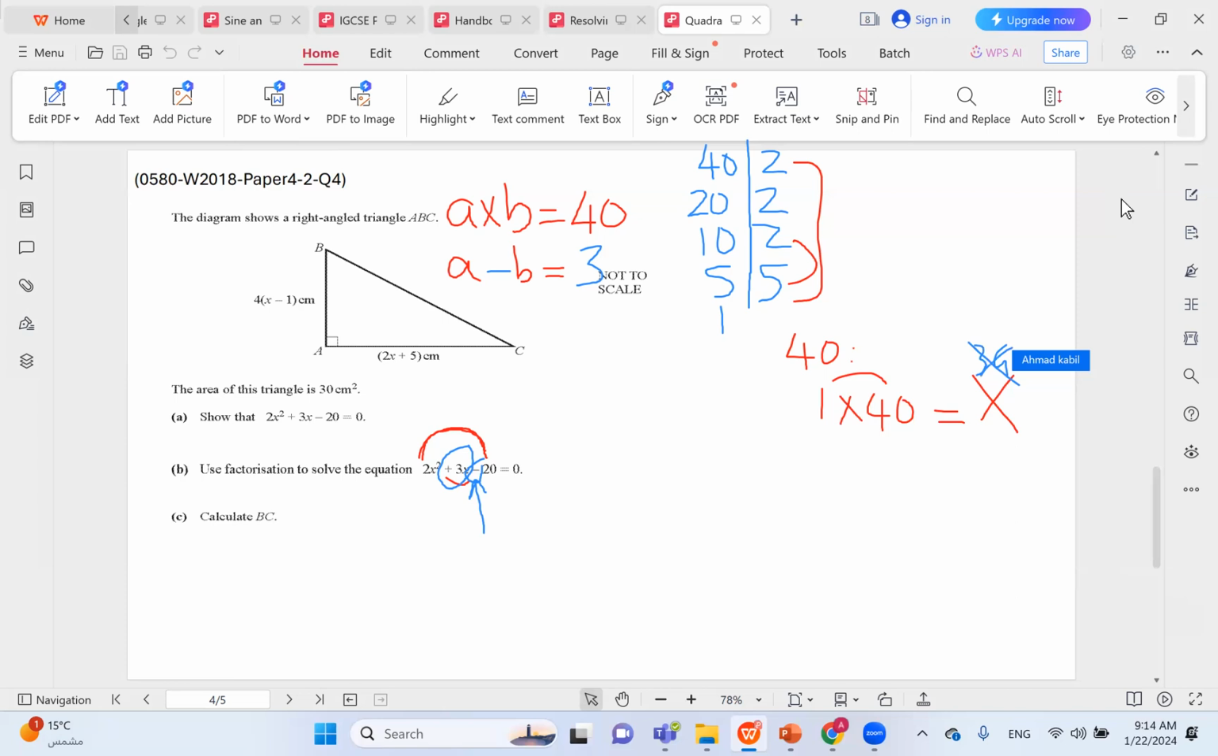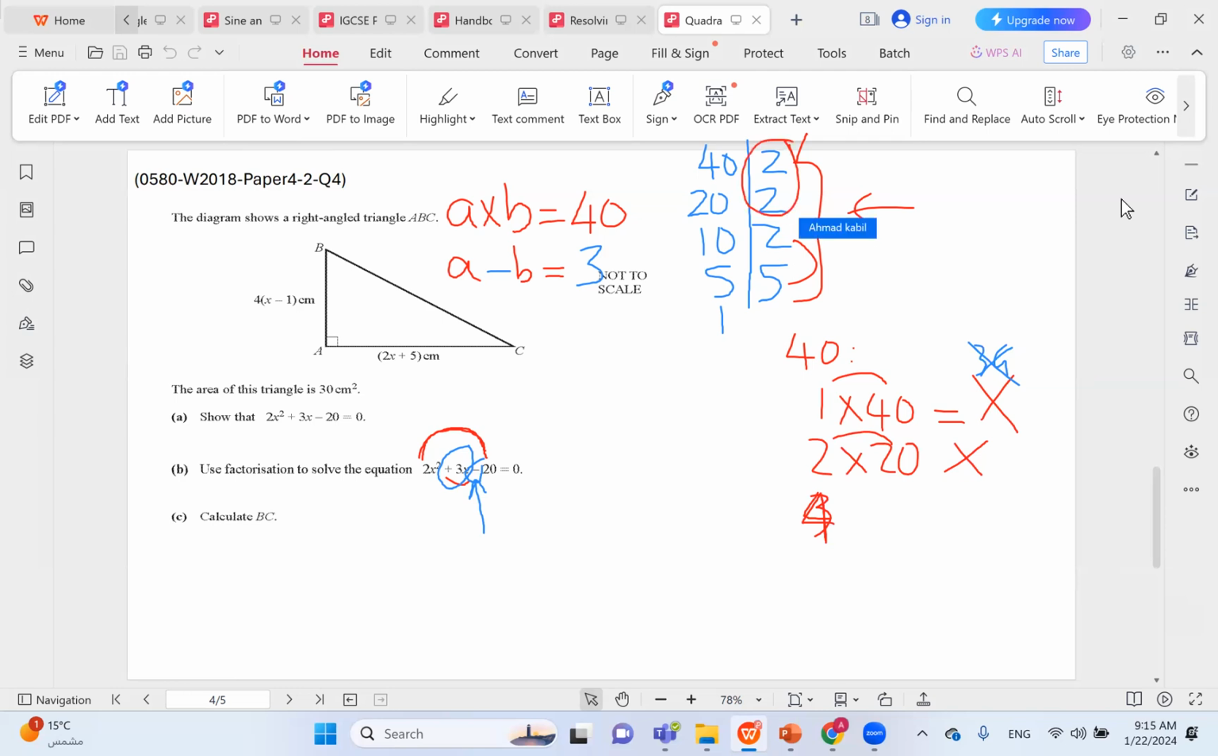And then, is it divisible by 2? Yes, because we have 2 here, so it's divisible by 2. So 2 times what gives us 40? 2 times 20. But is the difference 3? Not really. So that's not it either. What about 3? 3 does not exist here. So it's not divisible by 3. So I just ignore the 3 and I move on. What about 4? Yes, it is divisible by 4 because we have 2 times 2.